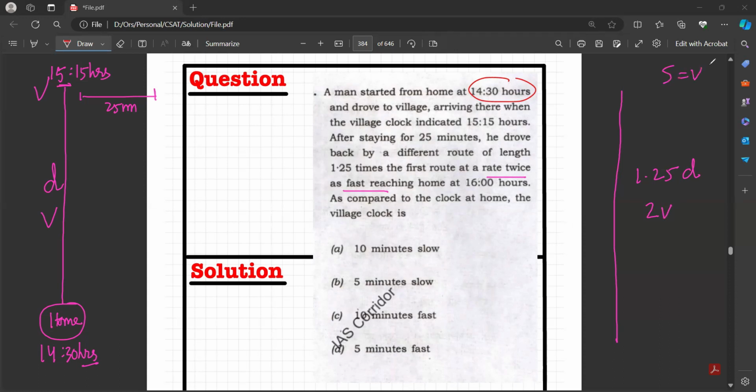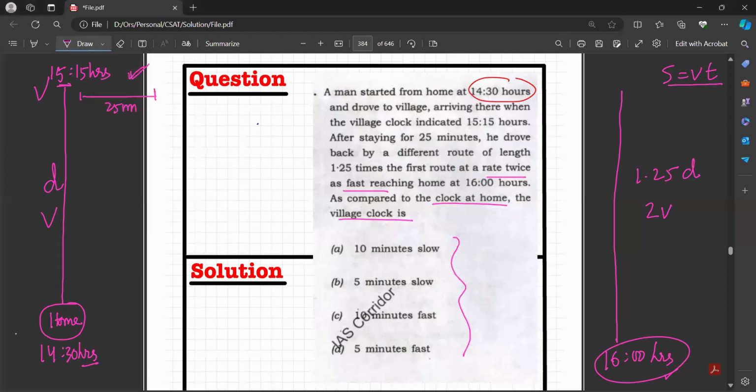फॉर्मूला क्या है? s equals to vt, right? And came home and saw the time as 16 hours. As compared to the clock at home, the village clock is what? That means village clock faulty है, क्योंकि पूछ रहा है ना village clock कितना slow है या fast है. That means the village clock is faulty. So this 15:15 is not necessary for us as of now. This fact is not required क्योंकि ये faulty है.